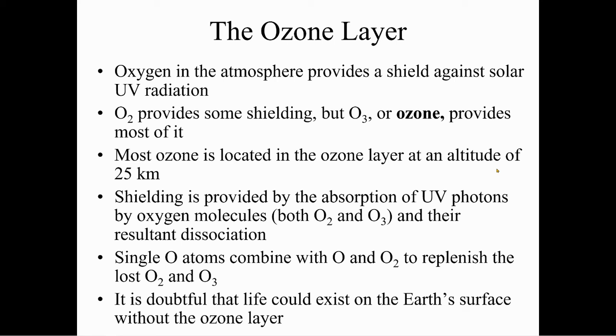Shielding is provided by the absorption of UV photons by oxygen molecules, both O2 and O3, and their resulting dissociation. Single oxygen atoms combine with O or other oxygen and O2 to replenish the lost O2 and O3. It's doubtful that life could exist on Earth's surface without that ozone layer.